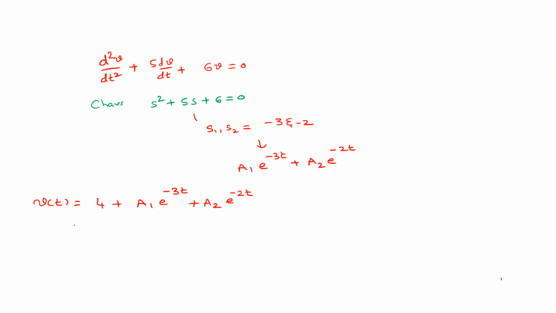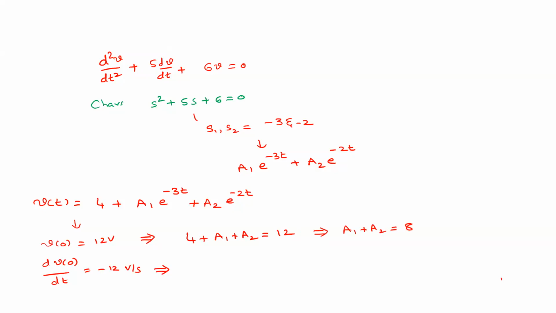Okay. So now you have two initial conditions, V of 0 and dV of 0 by dt. V of 0 is 12 volts. I think this is minus 12 volts, not volts per second. So what is the first one? 4 plus A1 plus A2 equal to 12. Is this correct? So A1 plus A2 equal to 8. What is the second one? Minus 3 A1 minus 2 A2 equal to minus 12. So that means 3A1 plus 2A2 equal to 12. So what is A1 and A2? Just correct me if I'm wrong.